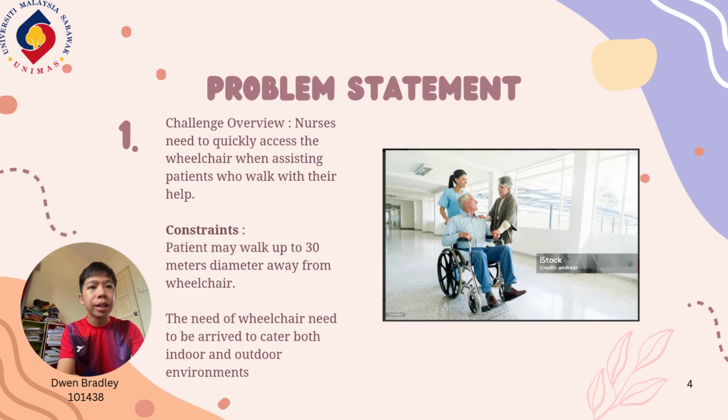The challenge overview: nurses need quick access to the wheelchair when assisting patients who walk with their help, exactly as in the picture shown on the right side. The constraint is that a patient might walk up to 30 meters, or 10 meters away from the wheelchair. Why? Because they can barely walk, so they might need a wheelchair to support them to the room, the treatment room, the ICU room, or even the X-ray room. The wheelchair needs to arrive within a few seconds to avoid any injury to the patient, and it must cater to both indoor and outdoor environments.